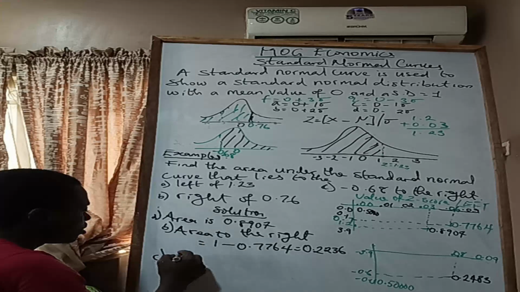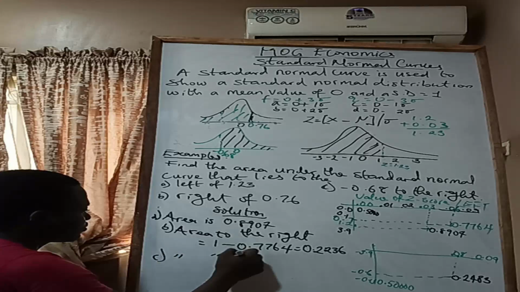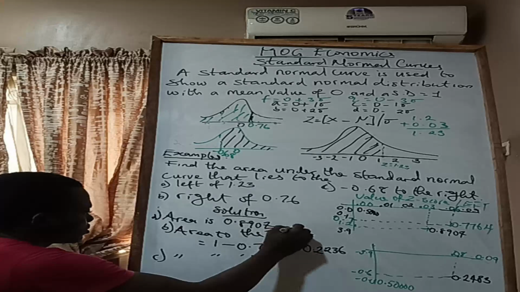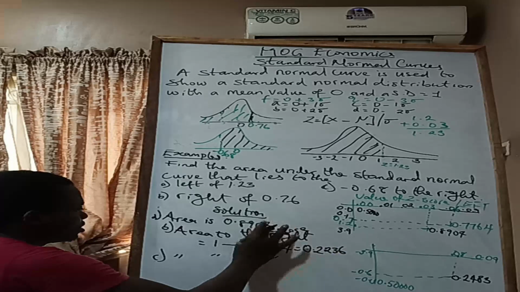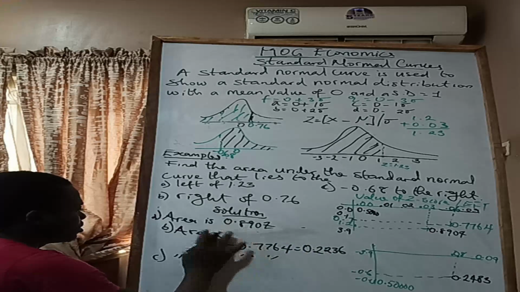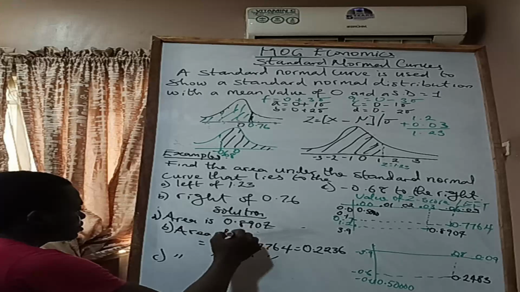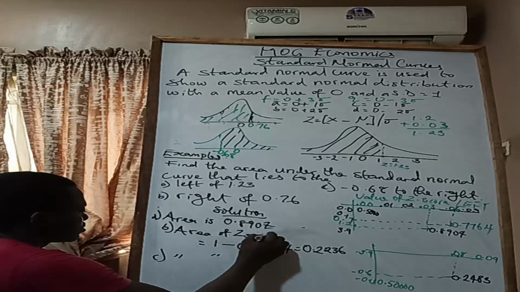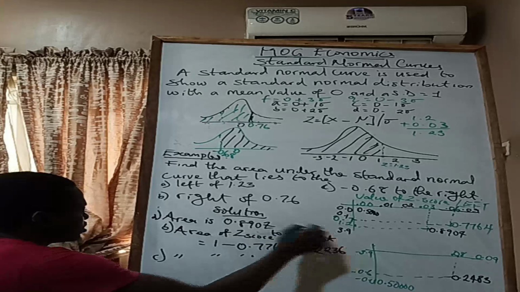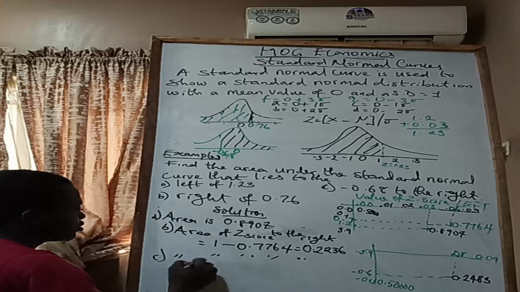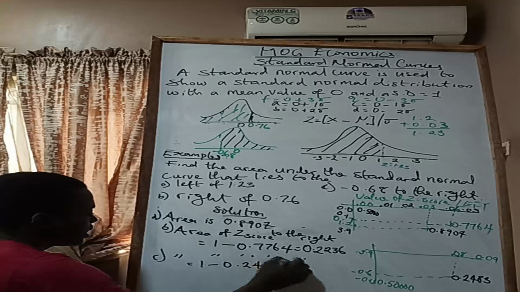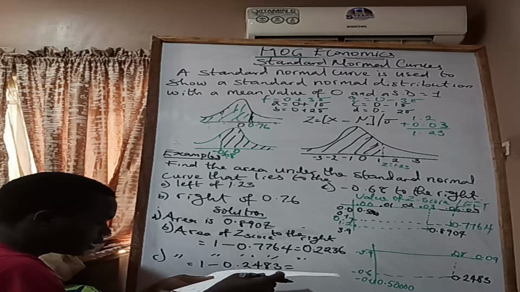All right. So at the end of the day, the area of the z-score to the right is equal to 1 minus 0.2483, and that's going to give us 0.7517.